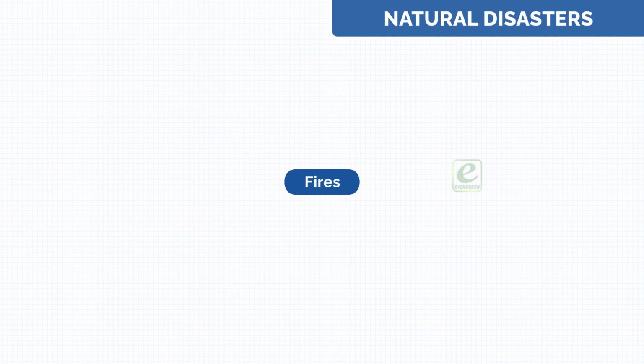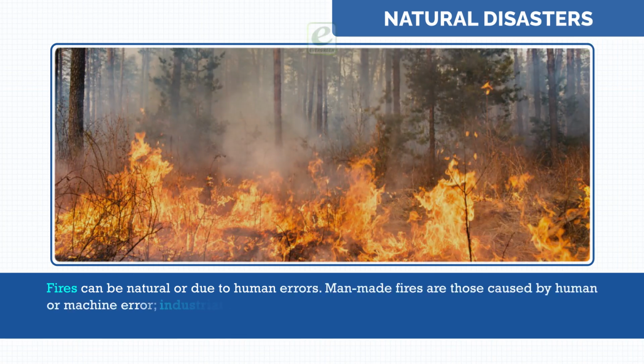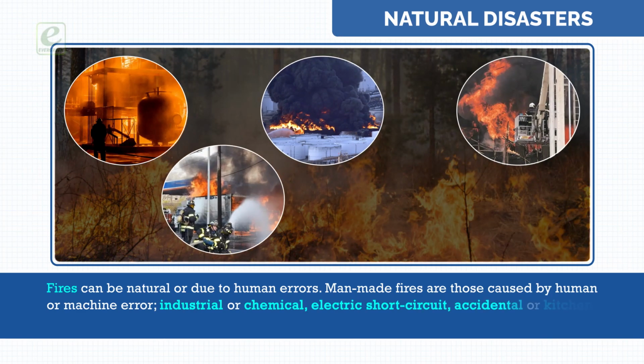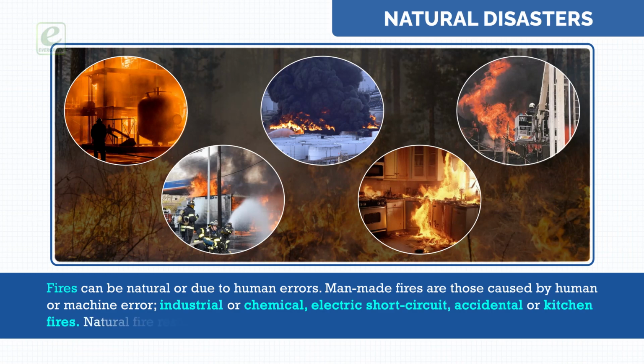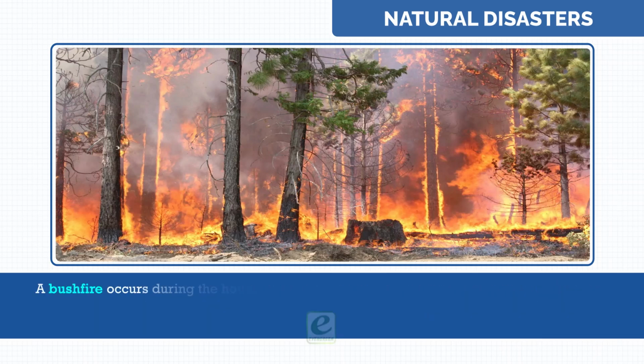Fires. Fires can be natural or due to human errors. Man-made fires are those caused by human or machine error, industrial or chemical, electric short circuit, accidental or kitchen fires. Natural fire results from forest fires, also called bushfire. A bushfire occurs during the hotter months of the year.